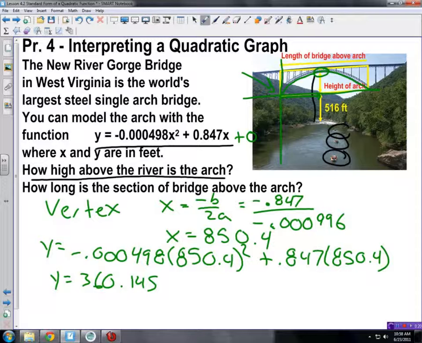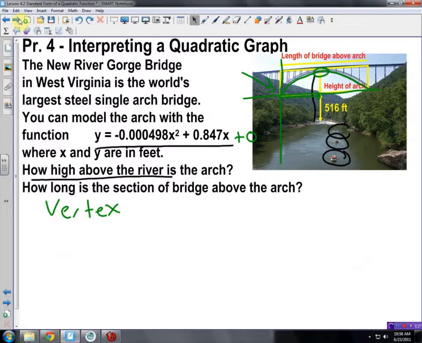Not much at all. So let's see what we have here now and try to clean this up as much as possible. So we have x is 850 and y is 360, and I'm of course rounding here. So I'm going to write those down as my vertex and clean everything else up. I'm going to clean up all my work so it looks nice and neat and tidy. So we're at 850, 360. So that tells us that the height of the arch is 360 feet.